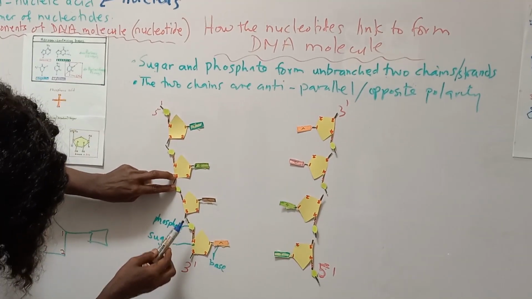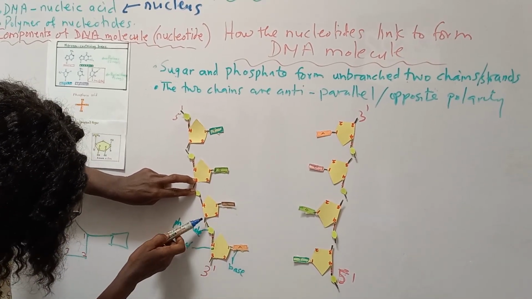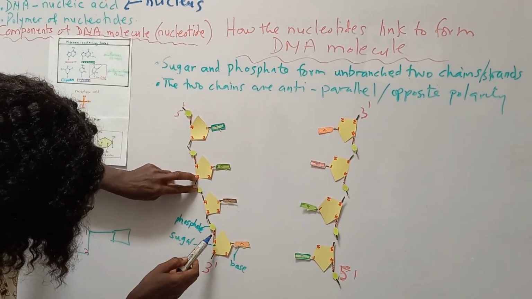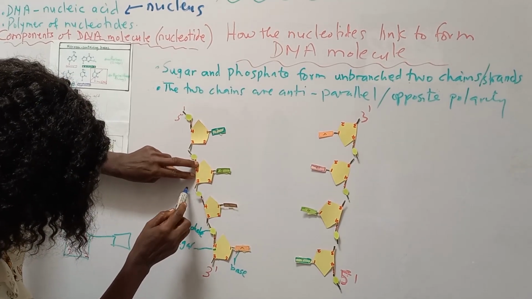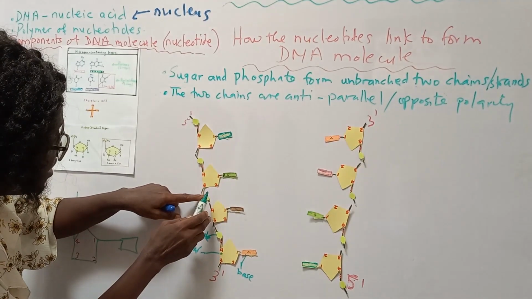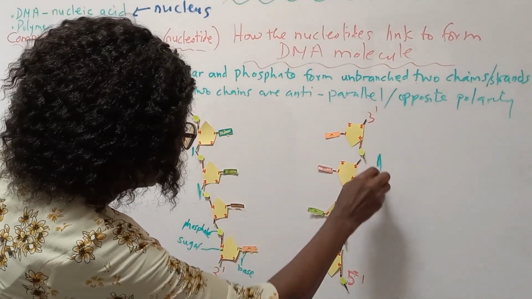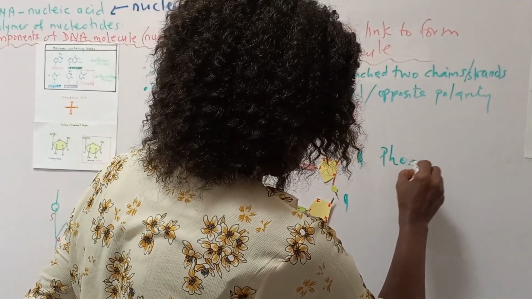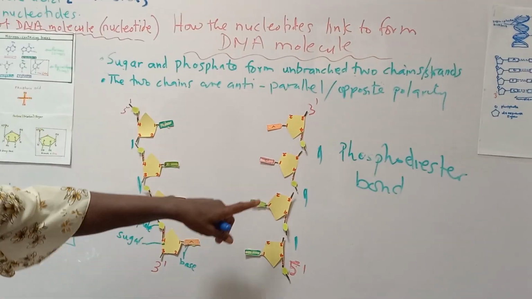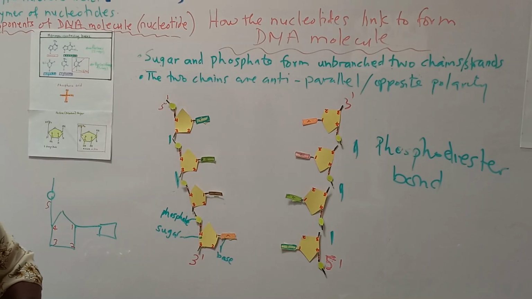You see that you have carbon 5 linked with the phosphate, and it's going to be linked with carbon 3. That is how it goes. The link between these bonds, carbon 5, carbon 3, linking the two sugars through the phosphate, this link is the same all the time. This link is known as phosphodiester bond. It's the bond that links successive sugars of nucleotide in the DNA or RNA.